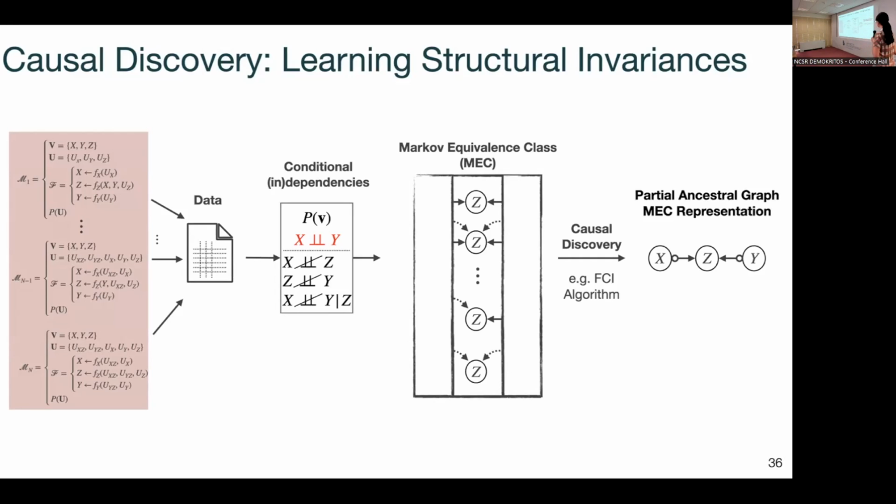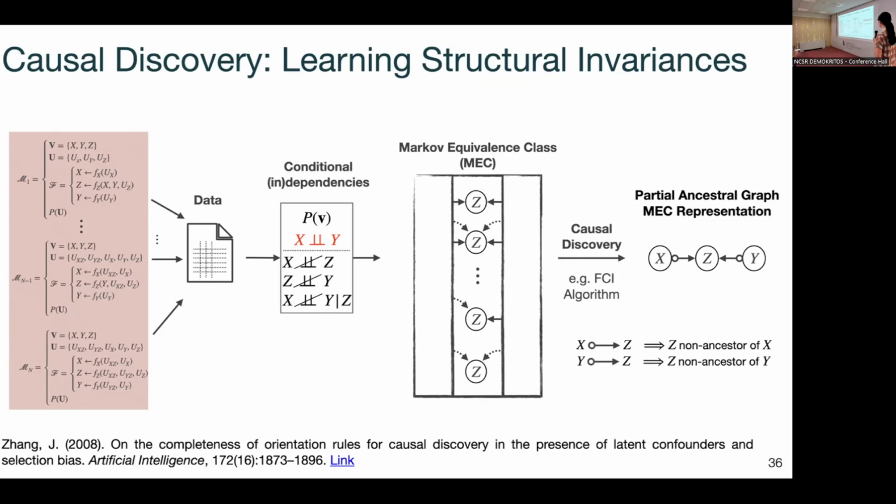You can see that everything that's not a circle, like this arrowhead, is an invariance. So if I have something that's not a circle, it means that in any model inside this class, this is present. So it's true in the true causal diagram. In this case here, the arrowhead means non-ancestrality. So it means that Z is a non-ancestor of X, and Z is also a non-ancestor of Y, because there's no directed path there.